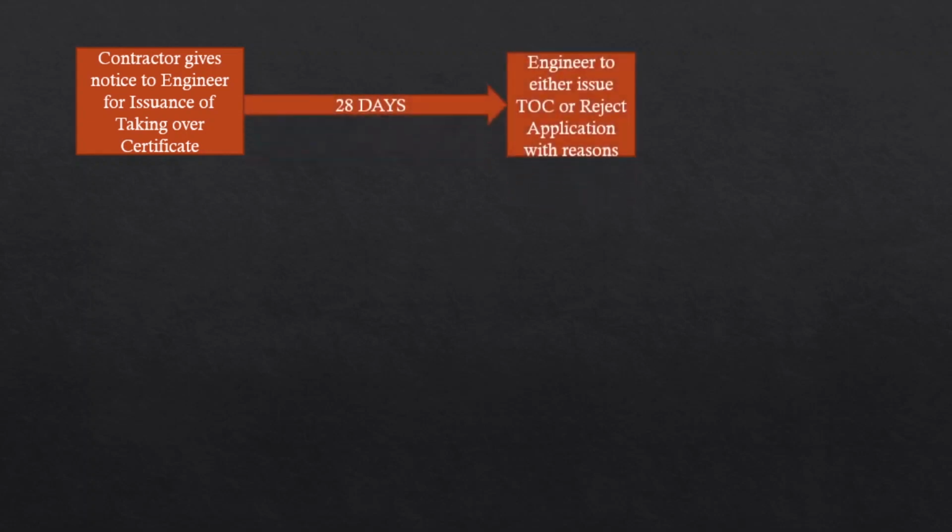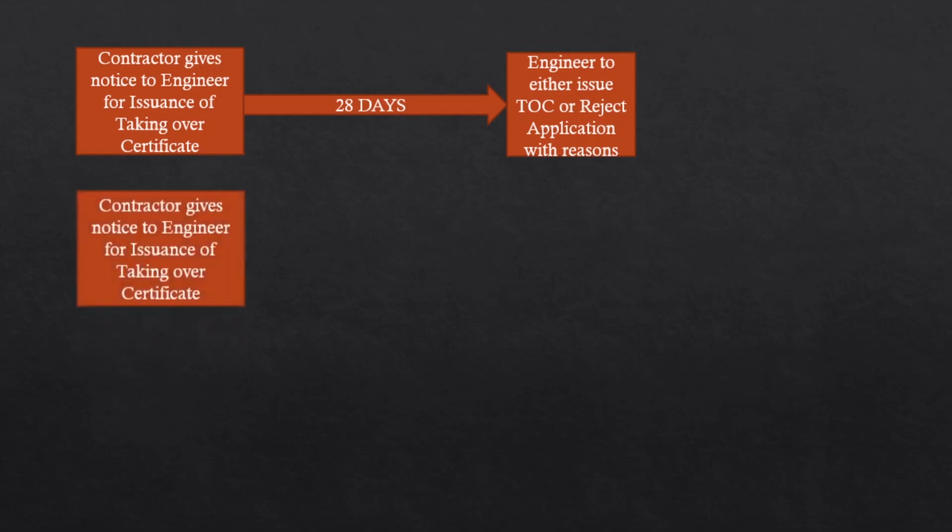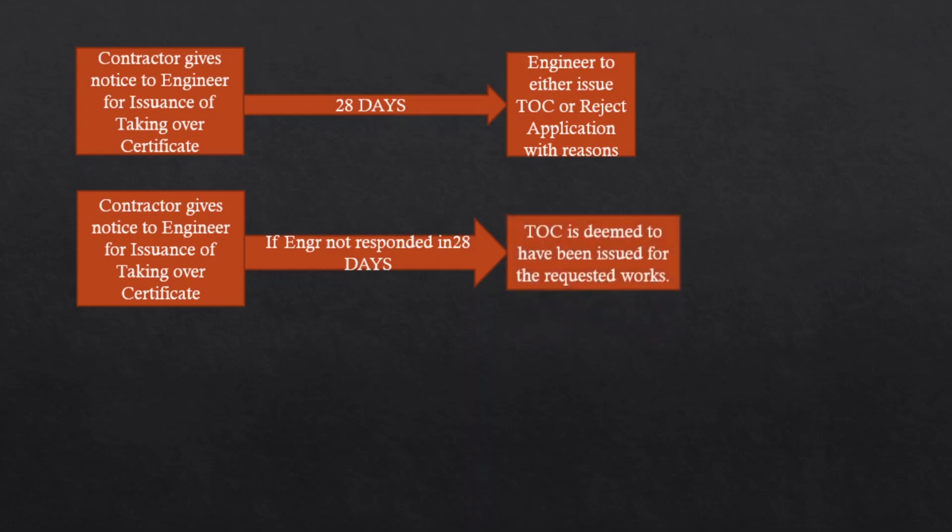Now the contractor gives notice to the engineer for issuance of the taking over certificate, and within 14 days the test will be ready, and within 28 days the engineer should give the taking over certificate or reject the application giving their reasons. If the engineer does not respond within 28 days, then the contractor can assume that a taking over certificate is deemed to have been issued for the work for which it has been applied.